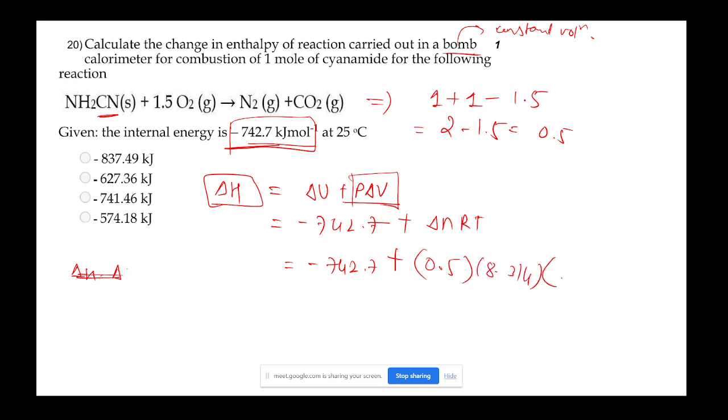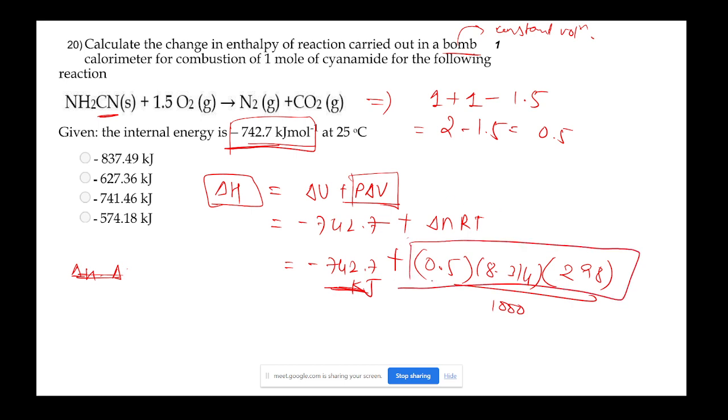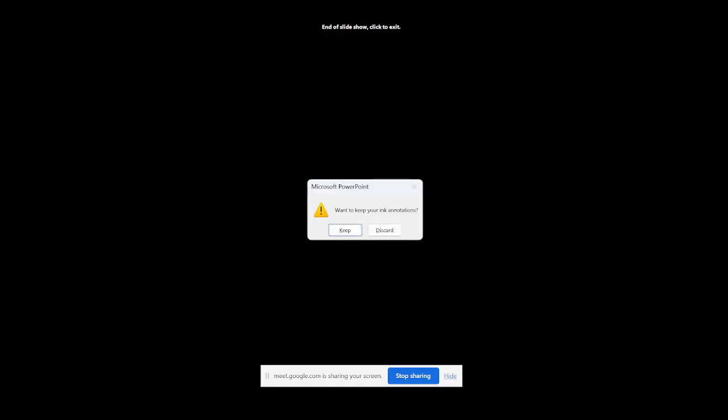Times 8.314 into T, which is 298. Since this is in kilojoules, divide this by 1000, because these units are in SI, which will give me energy in joules. So if I want to convert this joule into kilojoule, divide it by 1000. So the answer will come out to be minus 741.46 on solving this. Okay, so yeah, that's it for today.